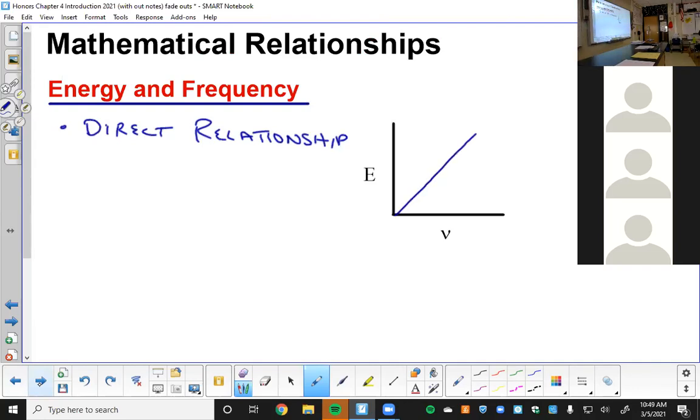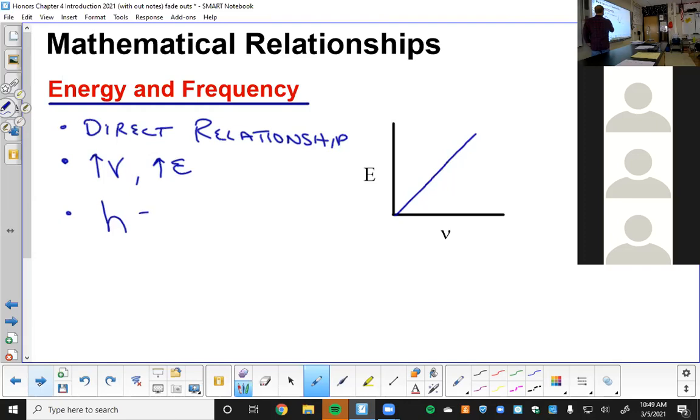Energy and frequency. One goes up, the other goes up. It's pretty easy to graph that way. Likewise, one goes down and the other goes down. If we increase the frequency of the wave, we are increasing the energy. Now, when you have a direct relationship, the variables, energy and frequency, are divided by each other when they're equal to a constant.